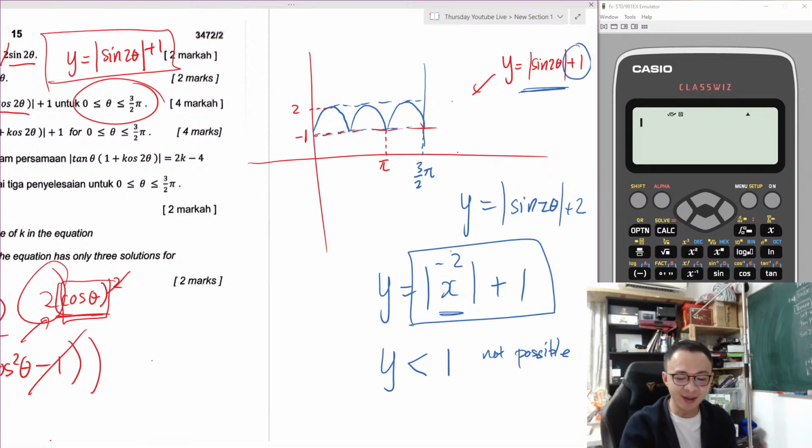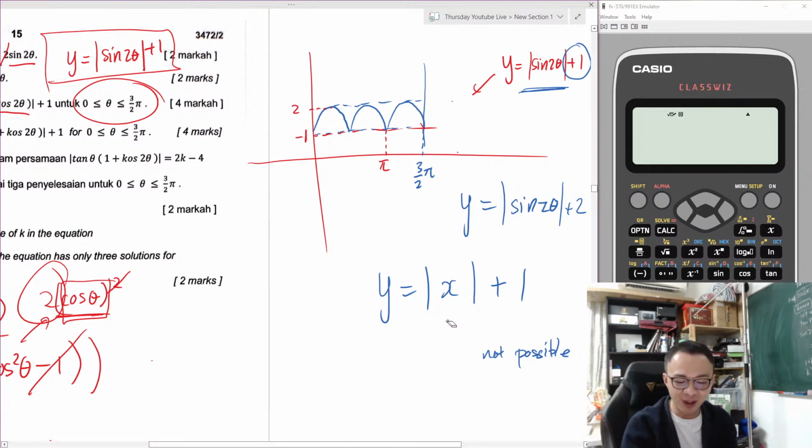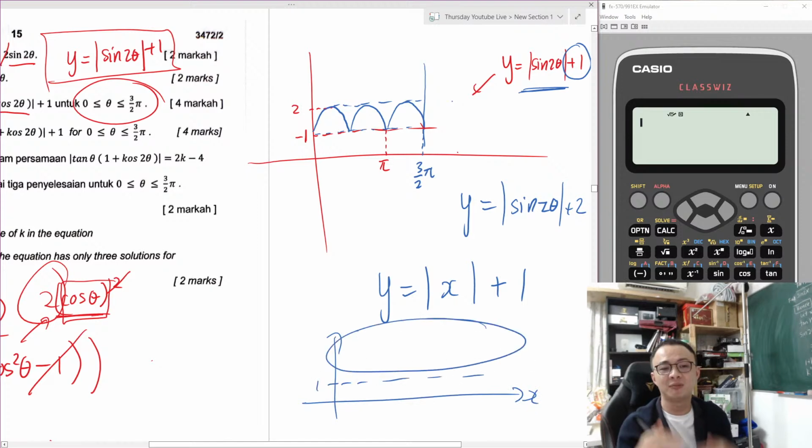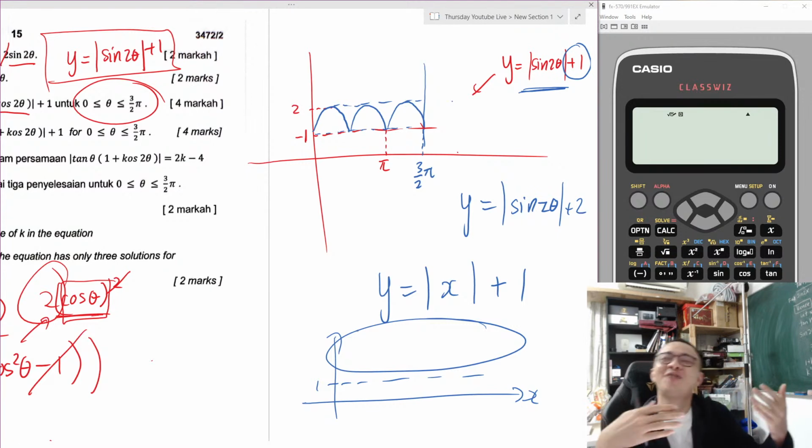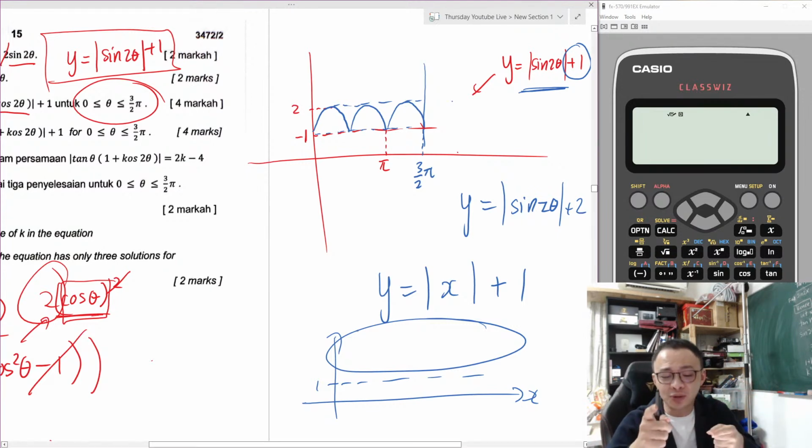So basically, when you have modulus x plus 1, if this is y equals 1, my value must be above the 1. It's always above the 1. A lot of you understand modulus to mean reflection for anything below the x-axis. It is true if the plus 1 is inside the modulus. So this is quite different. I hope you can understand.